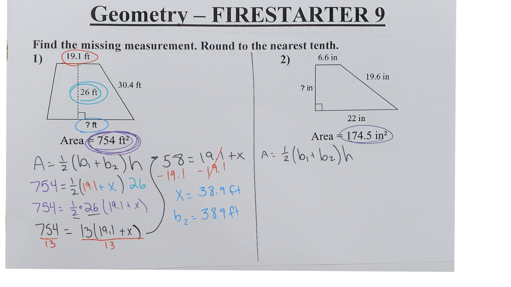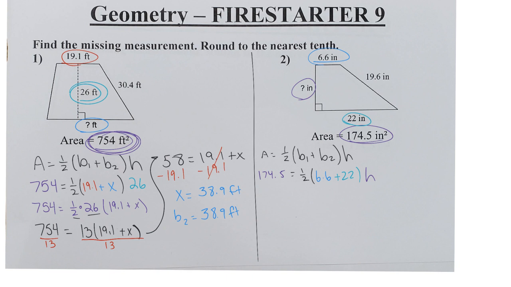So my area is 174.5, so I put 174.5 right there, equals 1/2. Now the first base, we'll say, is 6.6. The second base is 22. And we don't know the height, so we'll just put h. You can put x if you want to put x. I just like leaving it as h.